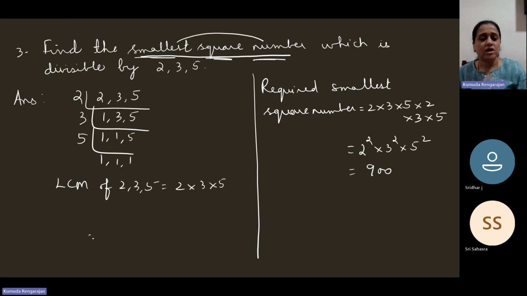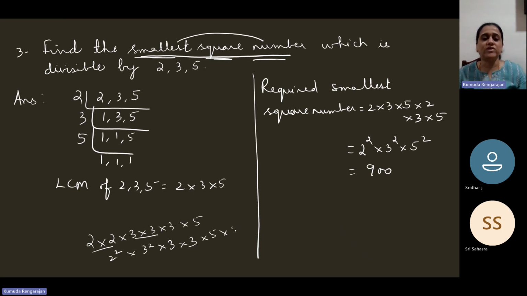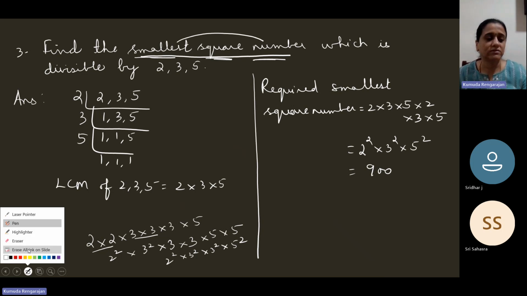See, supposing the LCM was 2 into 2 into 3 into 3 into 3 into 5. Now this is already 2 squared. Now this one is 3 squared, but there is one 3, so you need to multiply by another 3. There's only one 5. You need another 5. Like that, this will become 2 squared into 3 squared into 3 squared into 5 squared. Should multiply this and that will be the smallest square number.